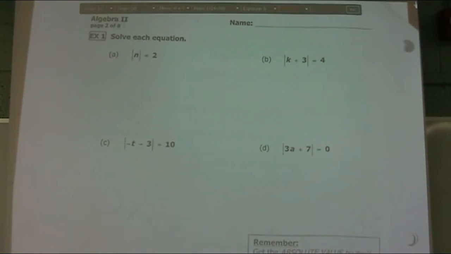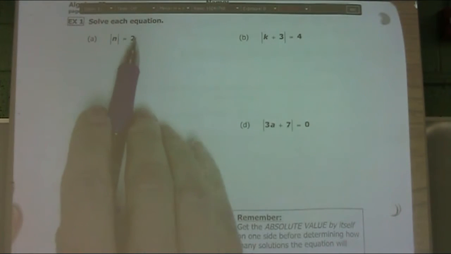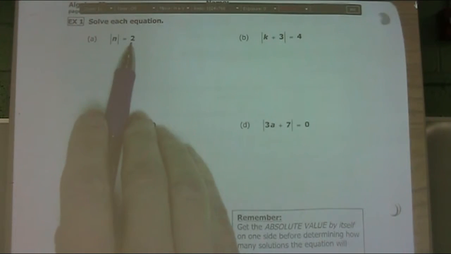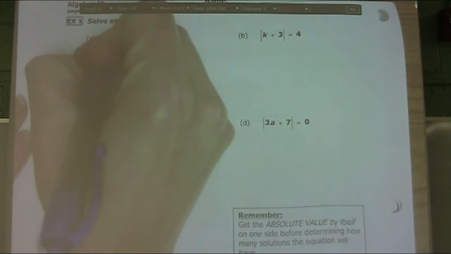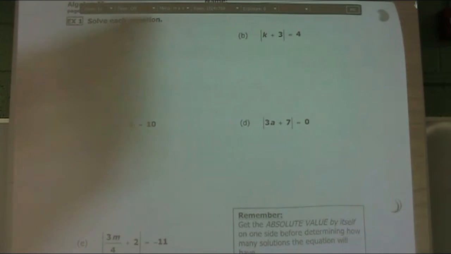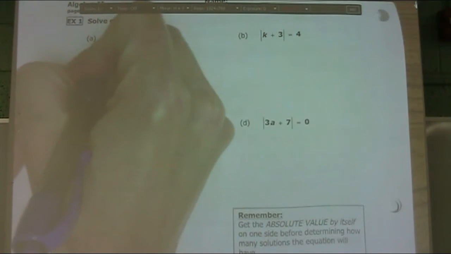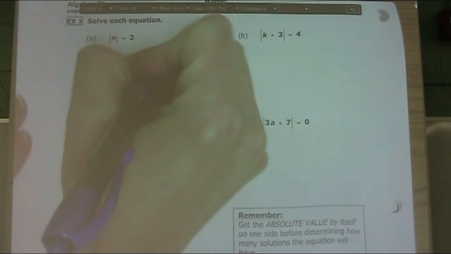All right. First of all, we have A, absolute value of n equals 2. So first of all, ask yourself, is this absolute value equals a positive, 0, or negative? And it's positive. So it's going to have two solutions. And the two solutions are you take this, set it equal to 2, and set it equal to negative 2. And in this case, there's nothing to solve. Either n equals 2 or n equals negative 2.